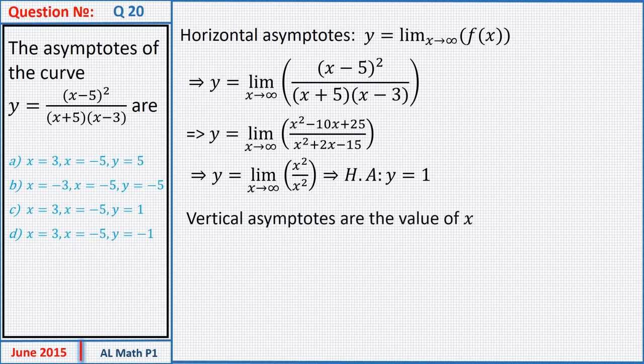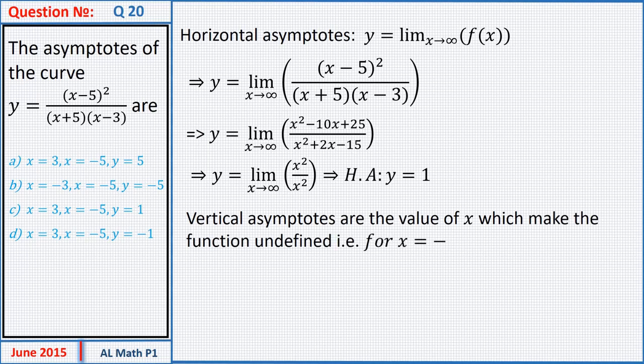For the vertical asymptote, these are the values of x which make the function undefined. So just by identifying, you can see that if we put 3 and negative 5 in the function, we are not going to have values. So the domain of the function is what?